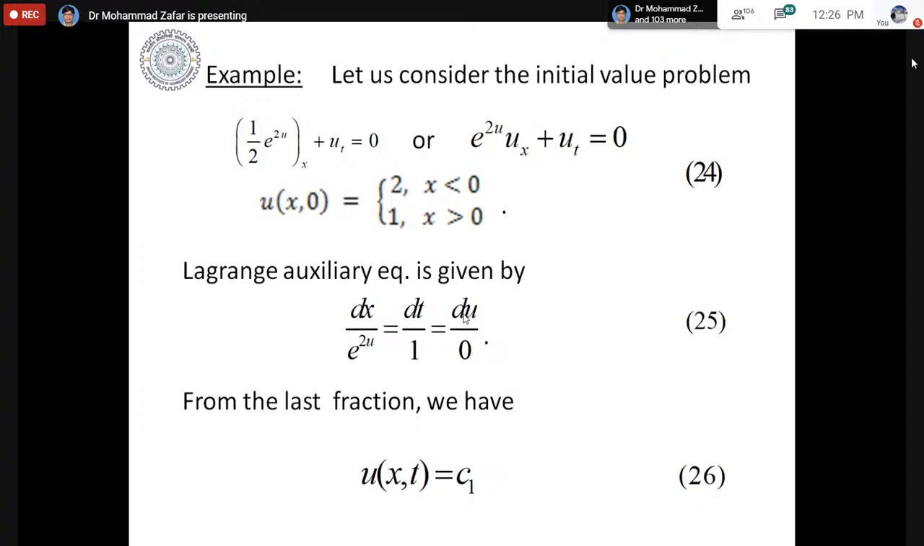So using the Lagrange auxiliary equation, we can solve this problem. This can be written as dx over e^{2u}, considering equation 24, equal to dt over 1, equal to du over 0, because the right hand side is 0 in equation 24. We see that from the last fraction, du/0 is there, so du has to be 0. So this gives u has to be constant, say constant c1.